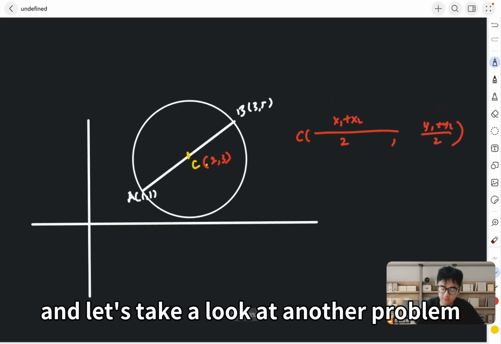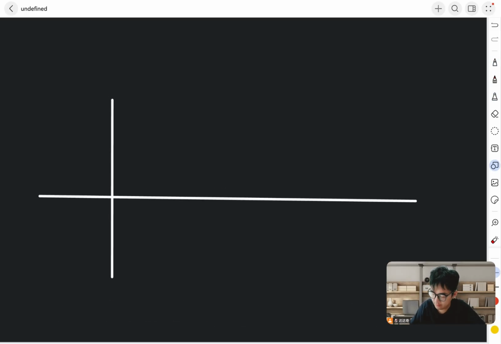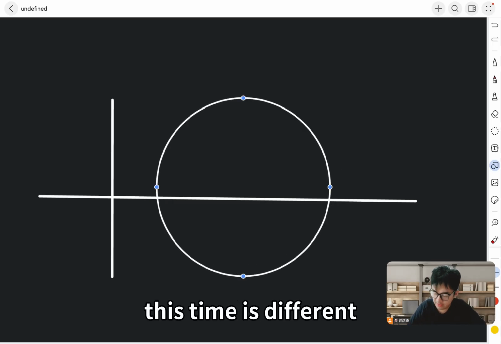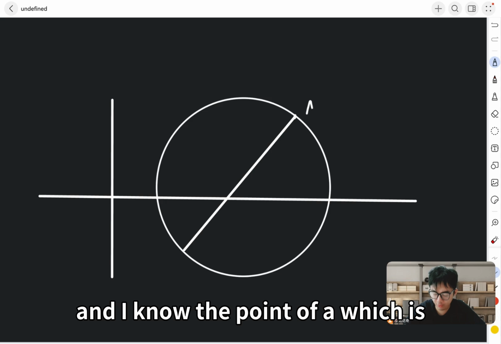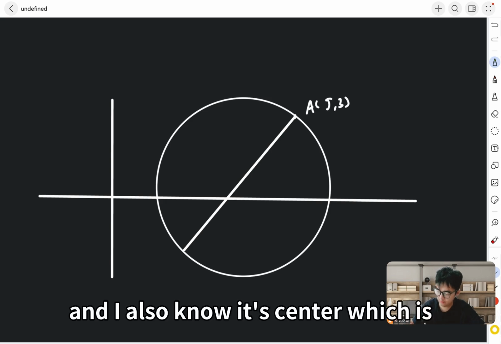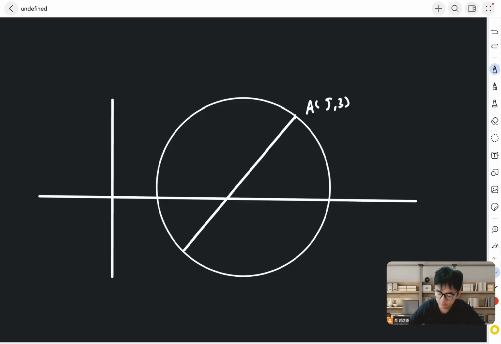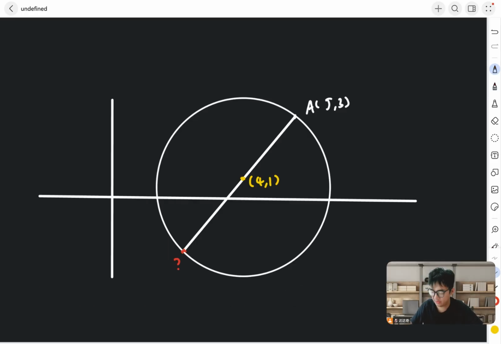Let's take a look at another problem. I have given you a circle again, but this time it's different. I know its diameter, and I know the point A, which is (5, 3), and I also know its center, which is (4, 1). So how do I find the other endpoint of the diameter?